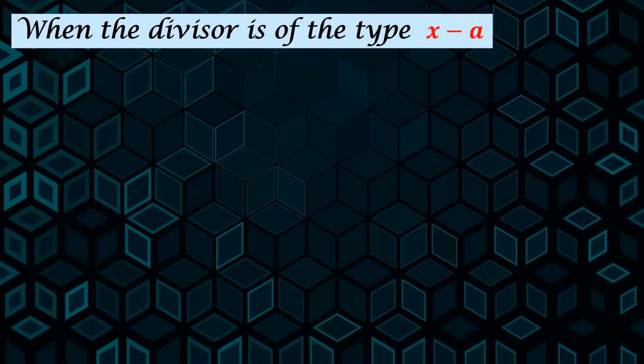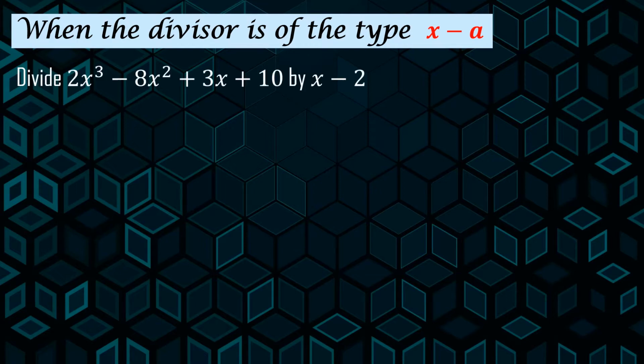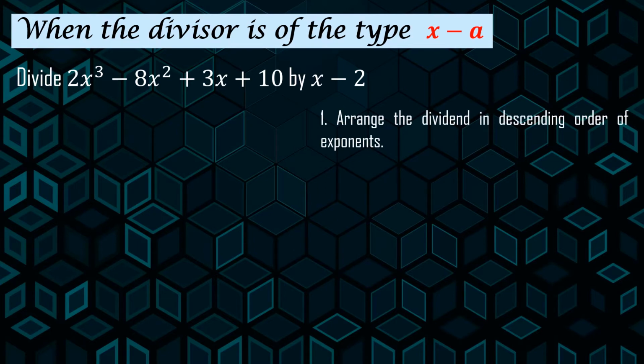Okay, first, synthetic division when the divisor is of the type x minus a. So we have the given, divide 2x cubed minus 8x squared plus 3x plus 10 by x minus 2. First step is to arrange the dividend in descending order of exponents. But as you can see, ang ating exponents ay naka-arrange na from highest to lowest or in descending order. So let us proceed to the second step.